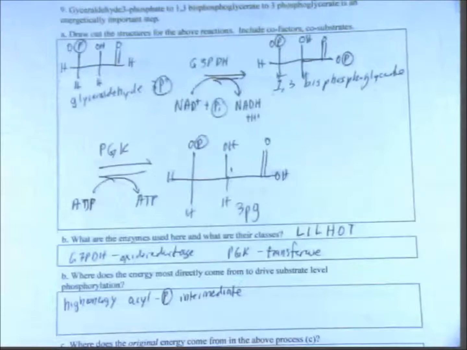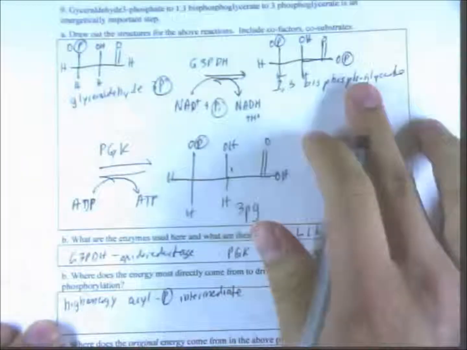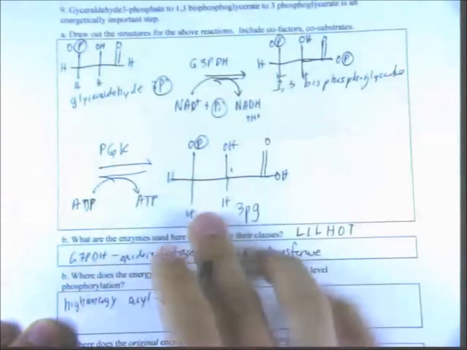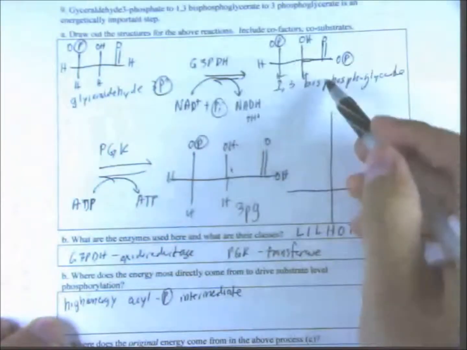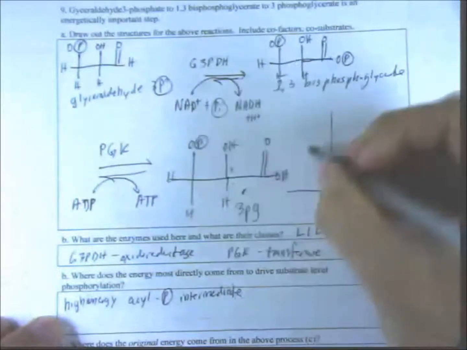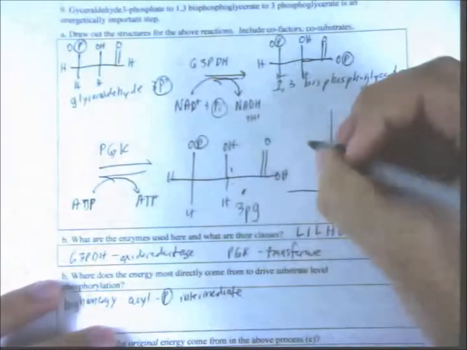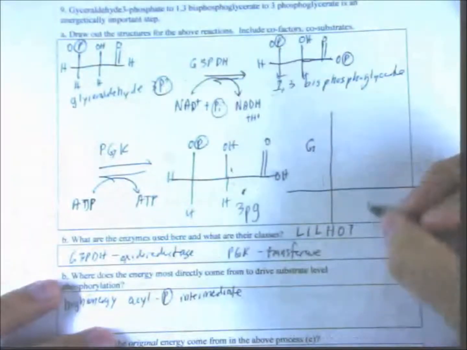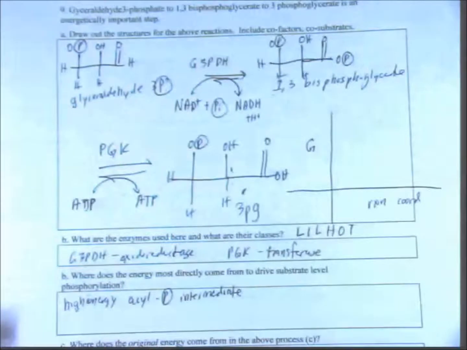We'll get to what a high energy acyl phosphate intermediate is, but basically it's this high energy structure up here. What can we do to figure out that this is exergonic? I'll show you an easy way to figure out if things are endergonic or exergonic. I'll teach you a really easy way. So we'll draw a free energy diagram.